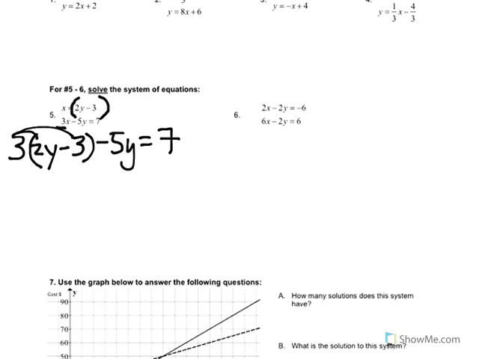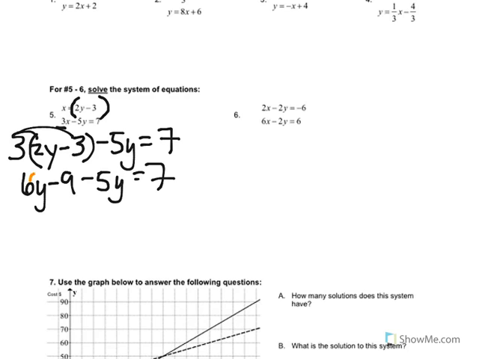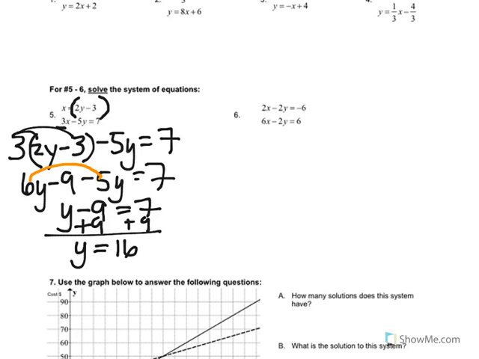Now we're going to distribute, so we have 6y minus 9 minus 5y equals 7. And now notice on this equation, we have a 6y here and we have minus 5y there. So those are like terms and they're on the same side of the equation, so we can just combine those. 6 minus 5 is 1y, so we have y minus 9 equals 7. And now let's add 9 and we get y equals 16.